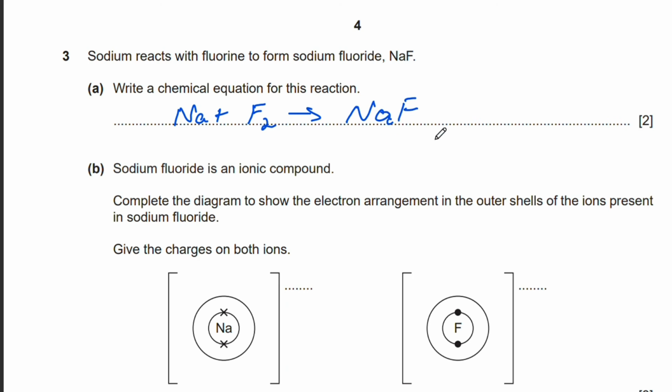Now, you have to balance it. So, see, there are 2 fluorine atoms. So, you write here 2. To balance sodium, write here 2. This will be our answer. Or this you can say the complete chemical equation.